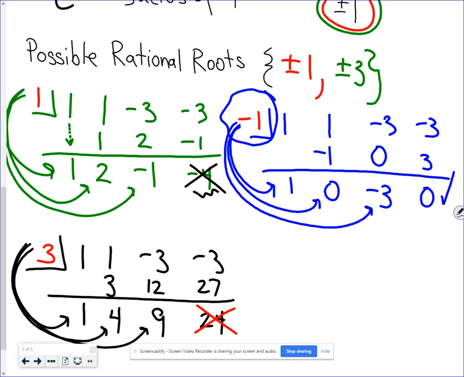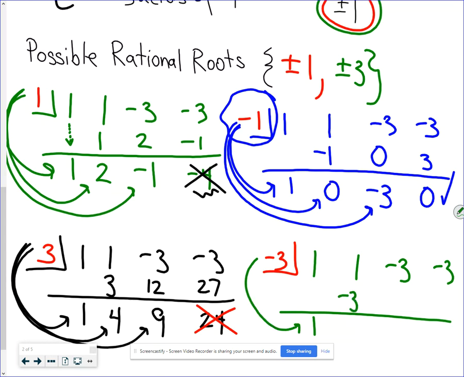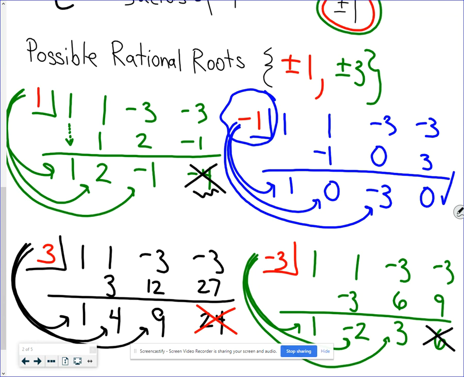And then we just have to test negative 3. There's one more we need to test. Again, we're just using synthetic division. So bring the 1 down. Negative 3 times 1 is negative 3. 1 plus negative 3 is negative 2. Negative 3 times negative 2 is positive 6. Negative 3 plus 6 is 3. Negative 3 times 3 is negative 9. We get 6. The remainder is 6. So that means negative 3 is not a rational root.